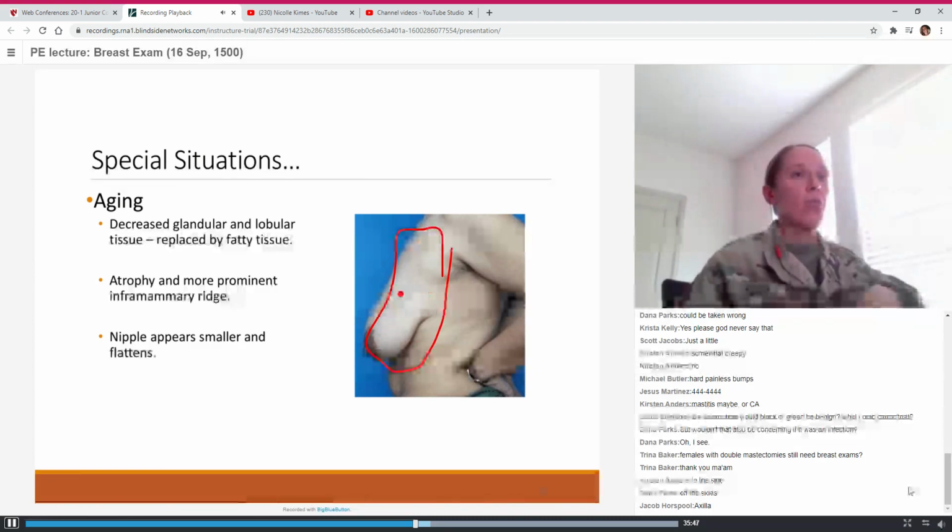So the tissue itself has atrophied, right? This breast is less dense, it's fattier, it's going to feel different. The nipple could be smaller and flatter, and the inframammary ridge under here is sometimes more prominent.